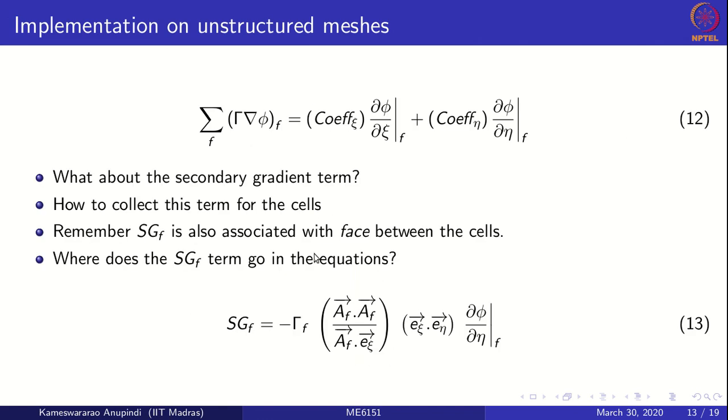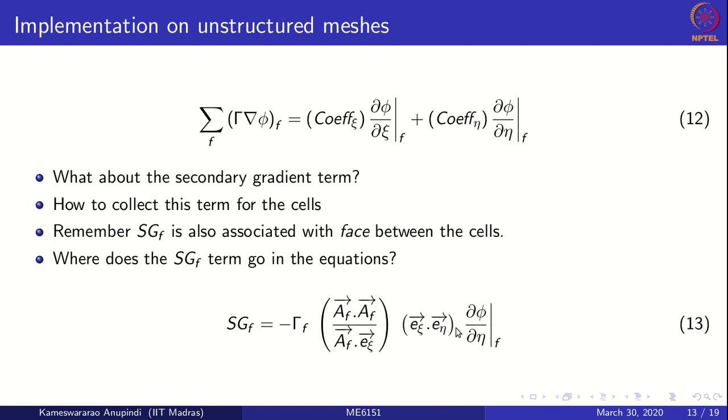Now what about the secondary gradient term? Gamma f doesn't change for the cells whether you're sitting on C0 or C1, it is the same. Af dot Af doesn't change, the same thing. What about Af dot xi? Af dot xi, both of them change sign, so as a result there is no problem. So this entire thing remains the same. That's why our primary gradient was coming out to be plus sign for both of them.